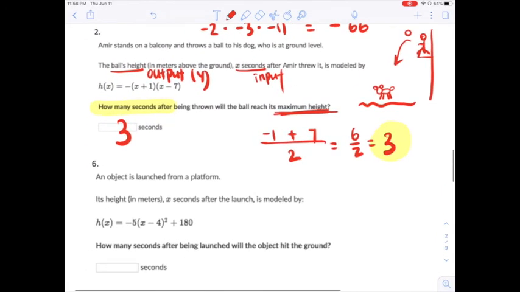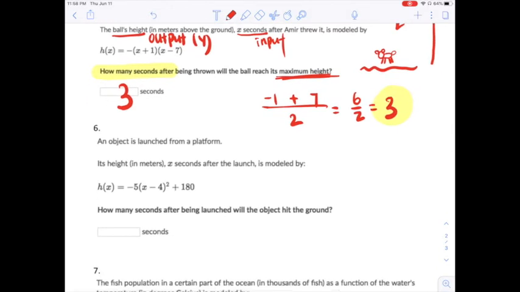Okay. And number 6. An object is launched from a platform. Its height x seconds after the launch is modeled by, so height is the output, and your time, x seconds, that is input, right? And this time you have vertex form. Let's get the question. How many seconds after, so anyway, you're getting x values, will the object hit the ground?